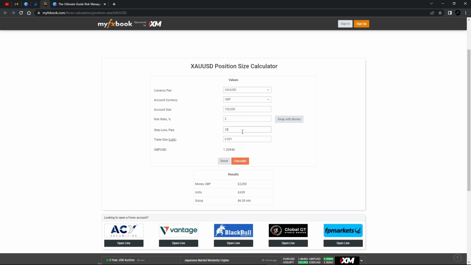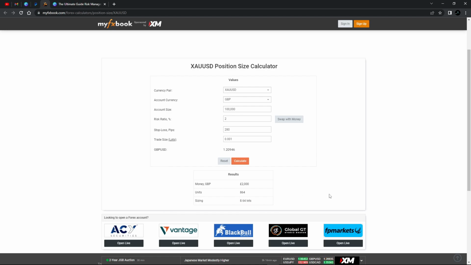I should be using 86 lots, sorry. But one thing to note on XAU USD, it actually uses the commodity pips, so it needs to be a 280 pip stop loss, even though in Forex terms it's 28 pips. So that would be 8.64 lots.